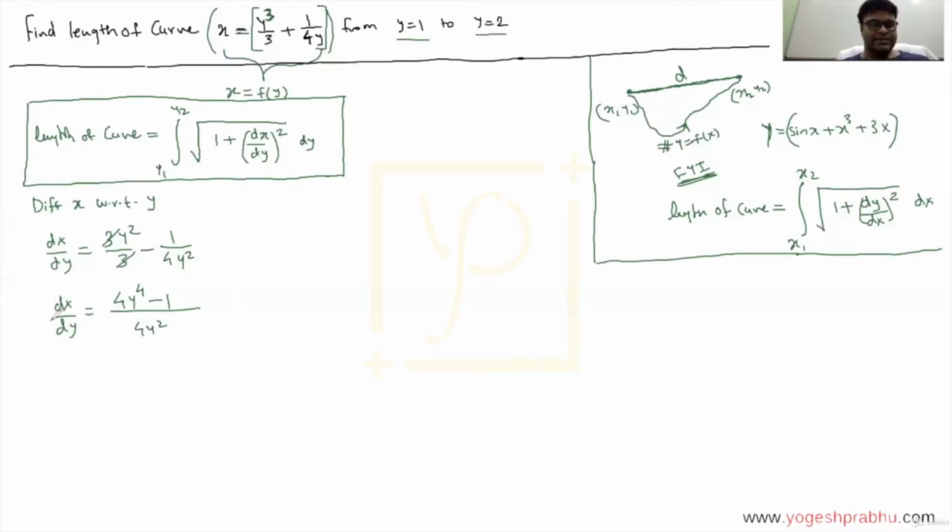Now once you get dx by dy, I want to find the square of that term as well. So let us square it. If I square it, dx by dy the whole square is equal to (4y raised to 4 minus 1) the whole square, divided by 4y square, right? And then the next step is I want to do plus 1 on both sides.